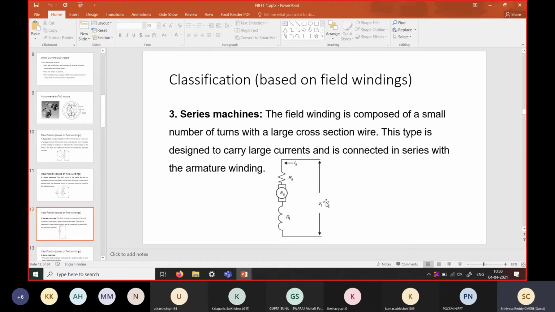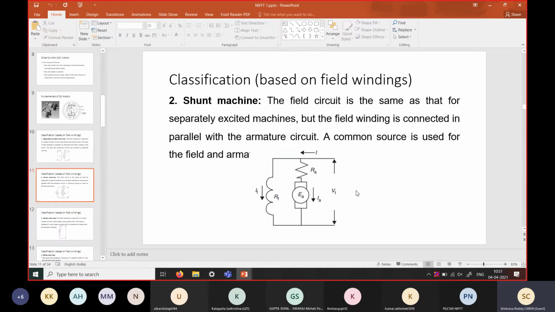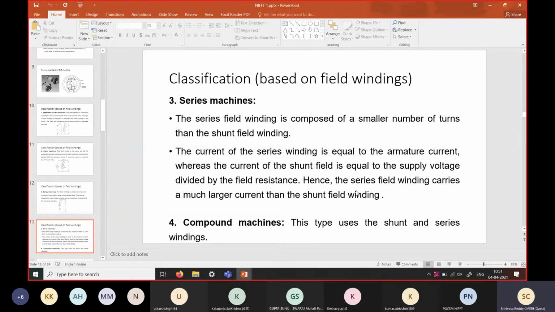In this case, the voltage source is still single, but the winding connections are in series with each other. The armature and the field windings are connected in series. Depending on these types of windings, there are some disadvantages and advantages, and motor speed-torque characteristics can also vary based on the construction of the motors. So depending on the application, we can decide whether a shunt machine or a series machine is required.